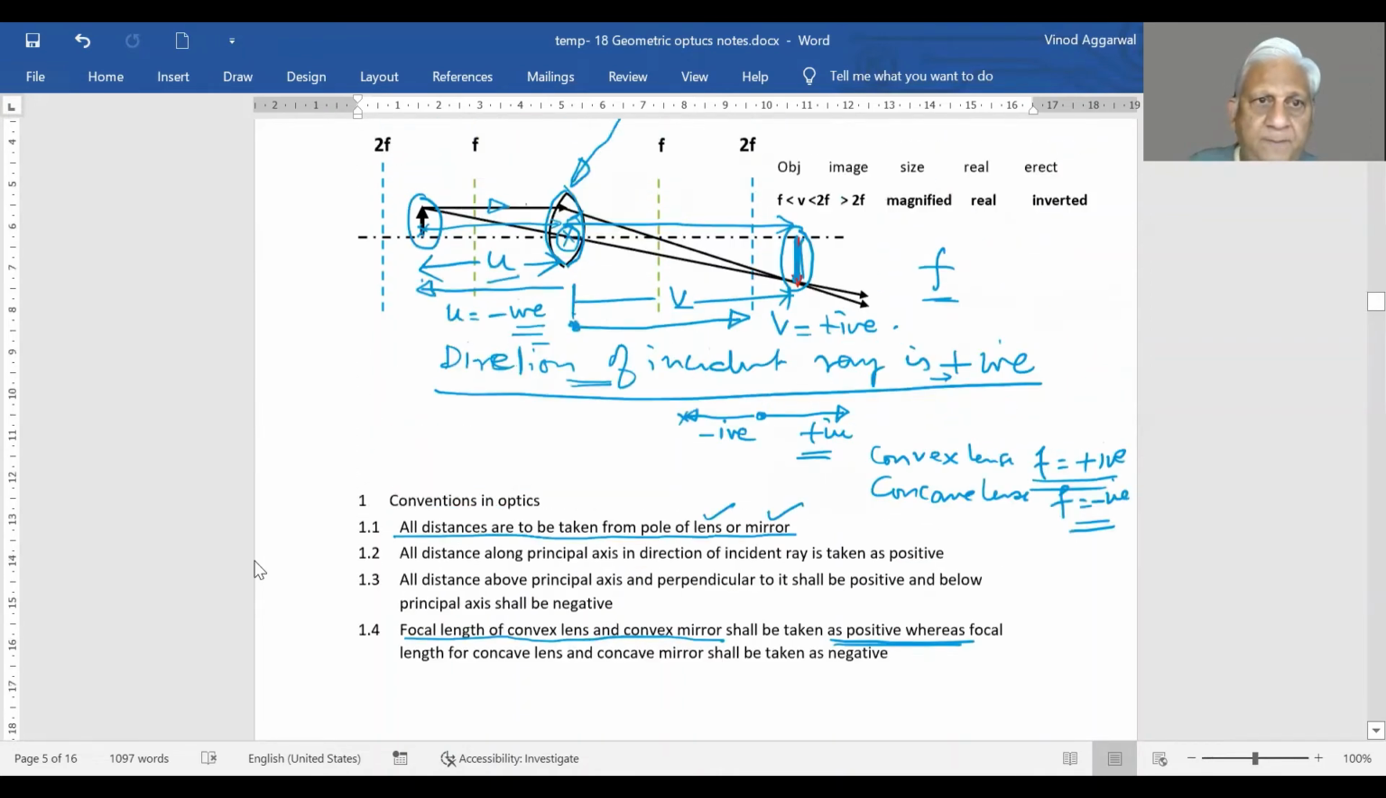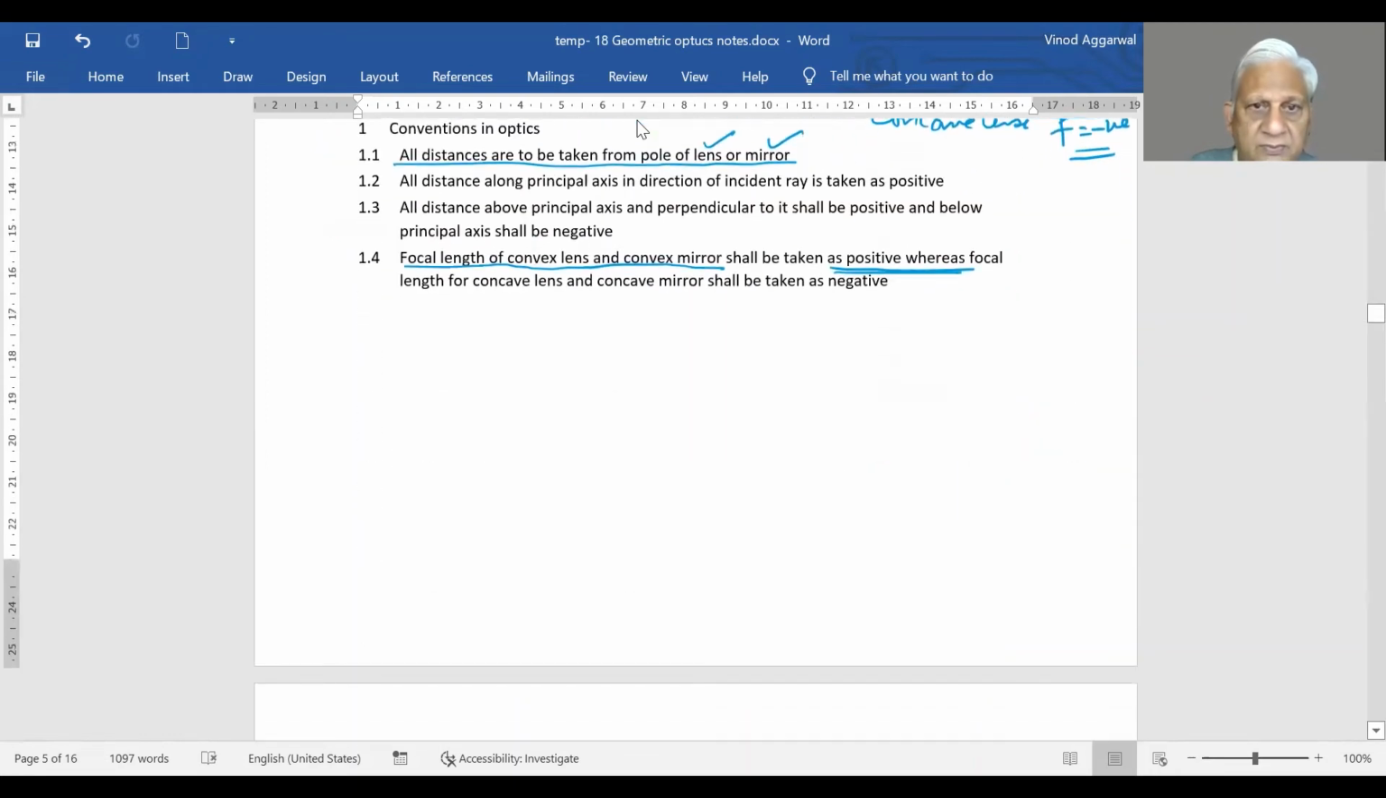And similarly, for all distances, if we take the height of this object, we are going in this direction, so this will be positive. And if, let us say, our image is formed below the principal axis, we are going to take the distance from the principal axis down. This will be a negative distance. So these are the conventions.